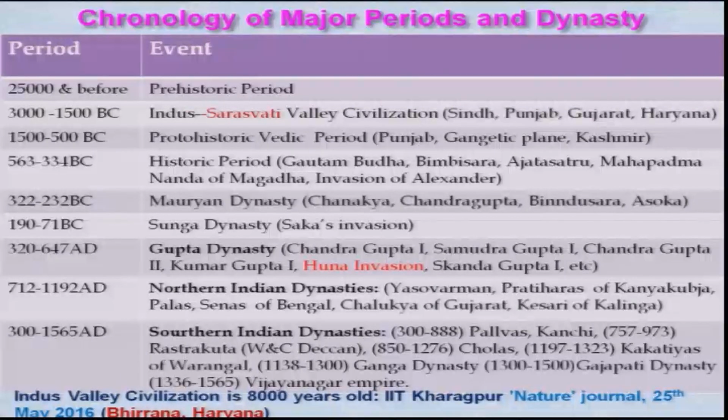Harshavardhana, Varman, Pratiharas of Kannauj, Palas and Senas of Bengal, Chalukyas of Gujarat, Kesharis of Kalinga and others. And 300 to 1565 AD in southern India, several dynasties came up like the Pallavas of Kanchi, Rashtrakutas in the western and central Deccan region, 850 to 1276 the Cholas, and 1197 to 1323 AD the Kakatiyas of Warangal. We will be discussing some of their technologies, and the Ganga dynasty, we will be talking about certain technology of theirs, 1300 to 1500, and the Gajapati dynasty in Odisha, and the Vijayanagara empire was very important on the southern side, that is 1336 to 1565.